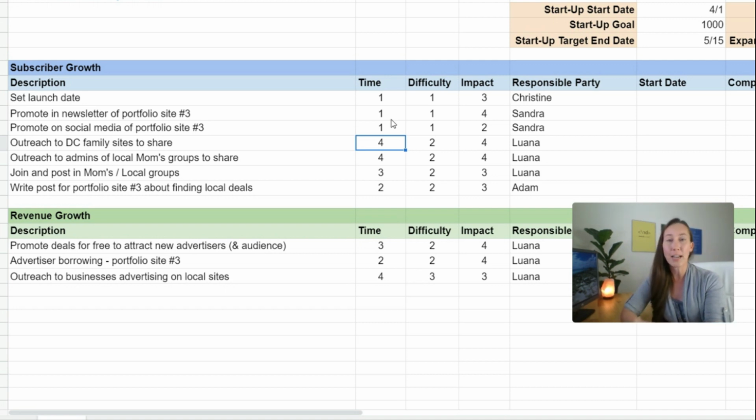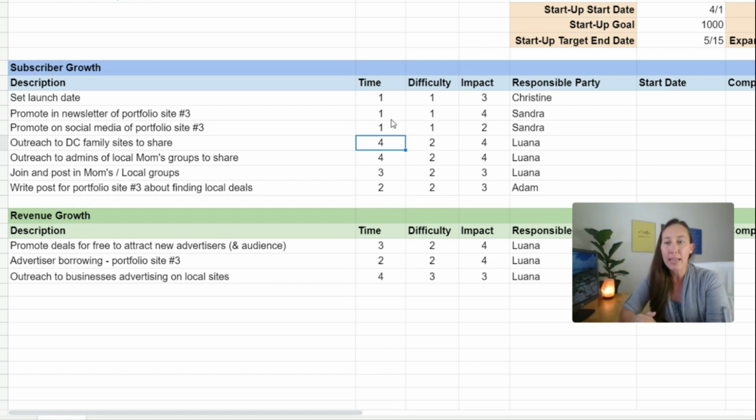Another thing we can do is actually getting into the group and having other moms who are local in that area, or someone from a family in that area, be able to go into these groups and share it themselves and say, hey, we found this really cool site. This is something you should check out to get great deals for your family. Everyone is about saving money, so it's pretty easy to be able to promote something like that.